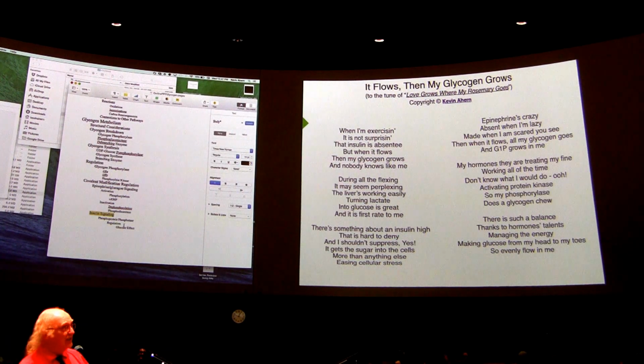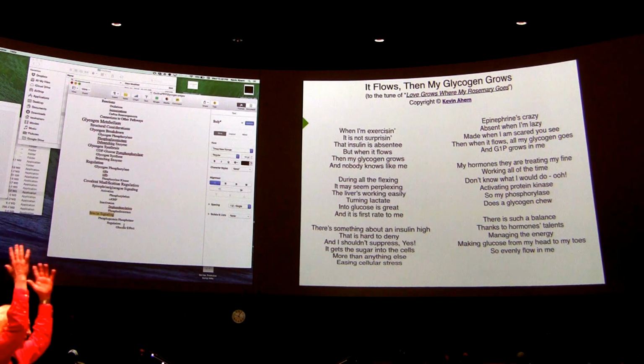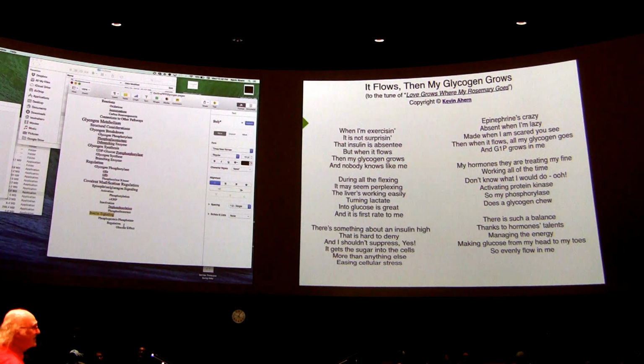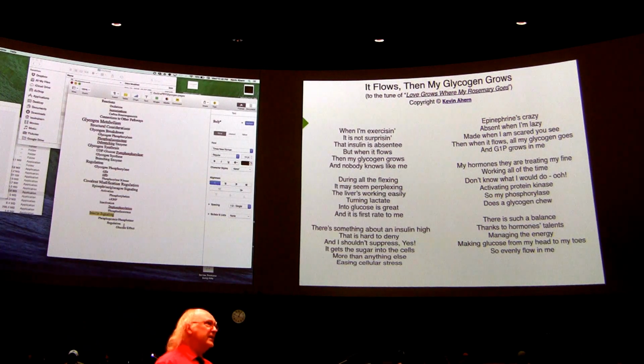There's something about an insulin high that is hard to deny, and I shouldn't suppress. Yes! It gets sugar into the cells more than anything else, easing cellular stress. Epinephrine's crazy, absent when I'm lazy, made when I am scared, you see. Then when it flows, all my glycogen goes, and G1P grows in me. My hormones, they are treating me fine, working all of the time, don't know what I would do.